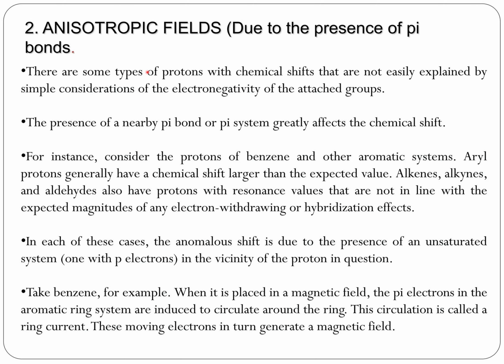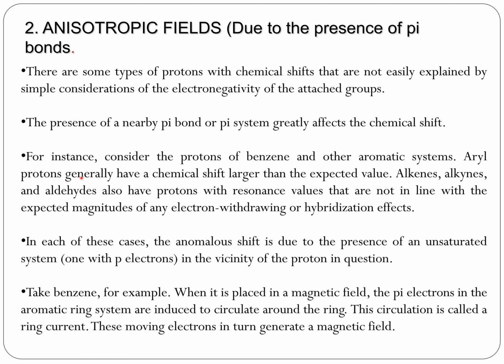Then the anisotropic effect. Actually, this is for the pi electron, or you can say the delocalized benzene ring. There are some types of proton with chemical shifts that are not easily explained by the simple consideration of the electronegativity of the attached group. The presence of a nearby pi bond or pi system greatly affects the chemical shift. For instance, consider the proton of benzene and other aromatic systems.